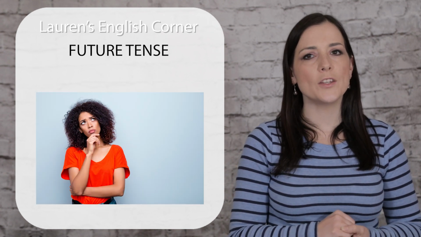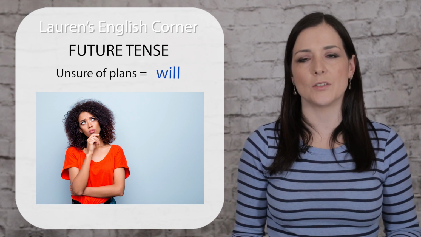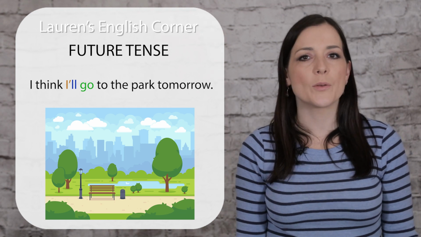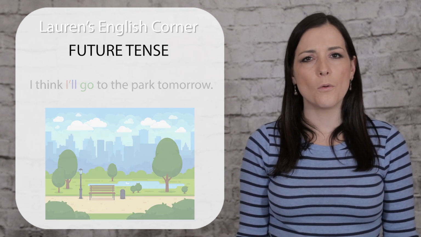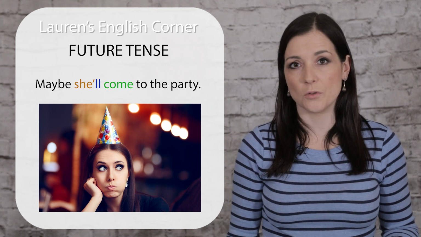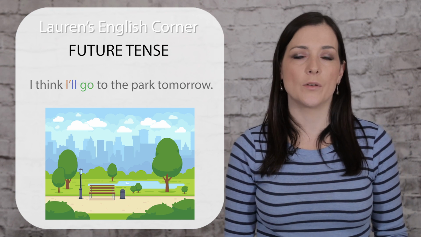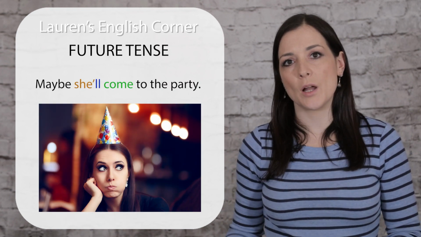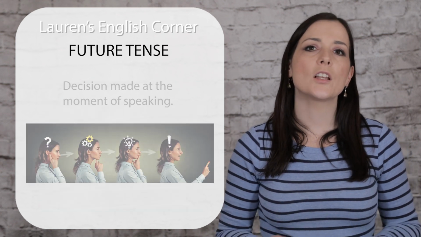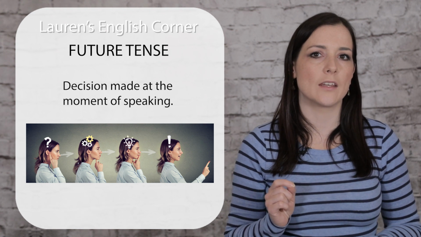Now, you would only use will if you were not sure of what you plan to do. Like, I think I'll go to the park tomorrow. Or maybe she'll come to the party. She's not sure. So this includes if we've decided to do something at the moment of speaking.